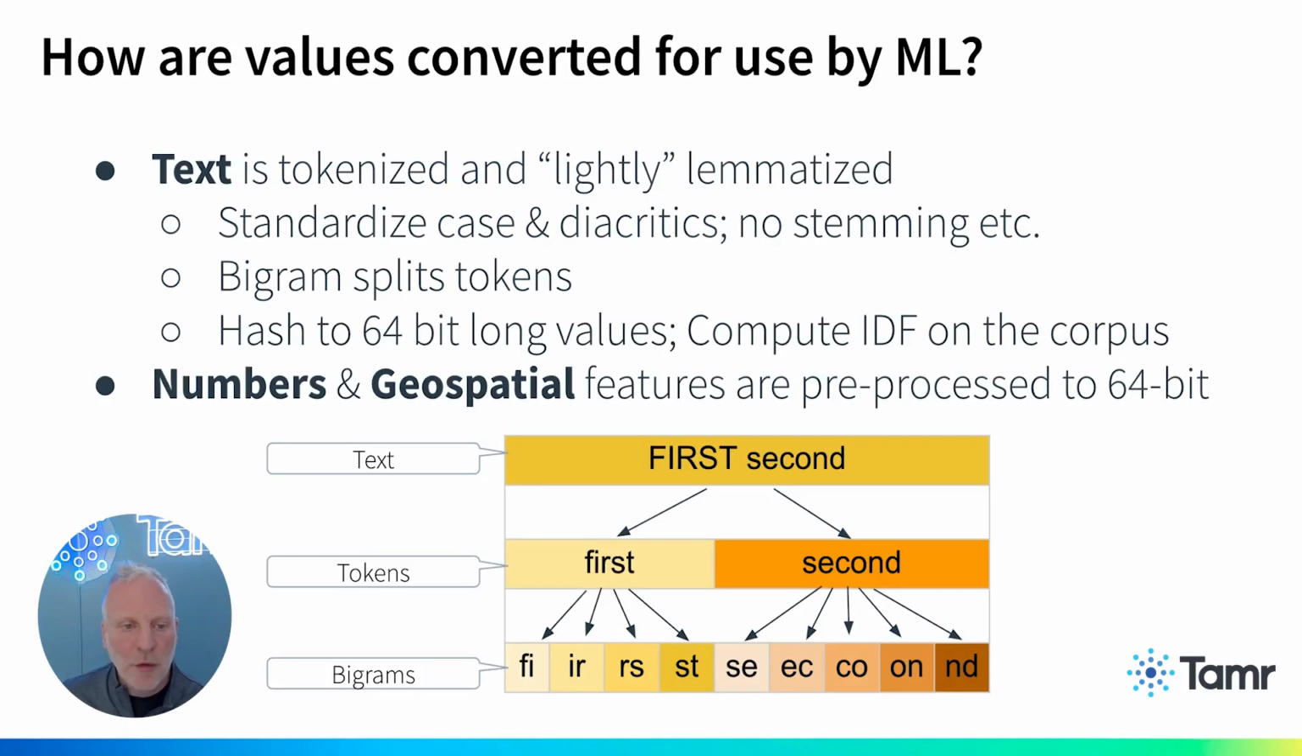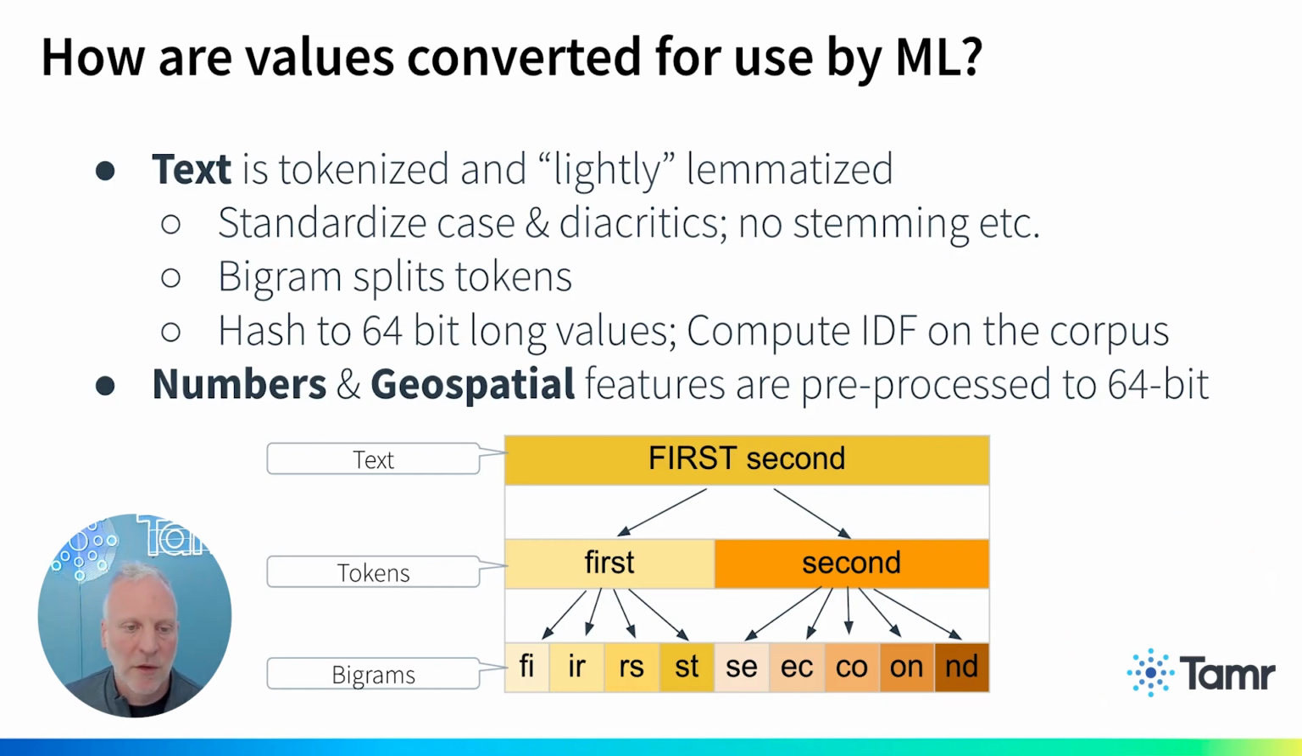So what features do we use? How are values converted for use by machine learning? We really have just a few techniques that we find are broadly applicable. Text is tokenized and lightly lemmatized. And by lightly lemmatized, I mean that we standardize case and we standardize diacritics. We're not doing linguistic lemmatization like stemming or decompounding or anything like that. What we find is that for the type of short text that appears in titles and names, linguistic lemmatization is unnecessary and does not provide a significant boost to recall.